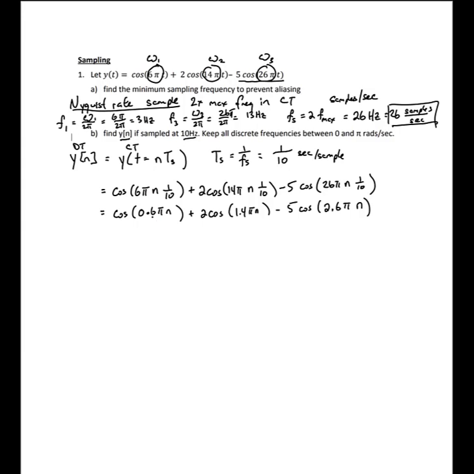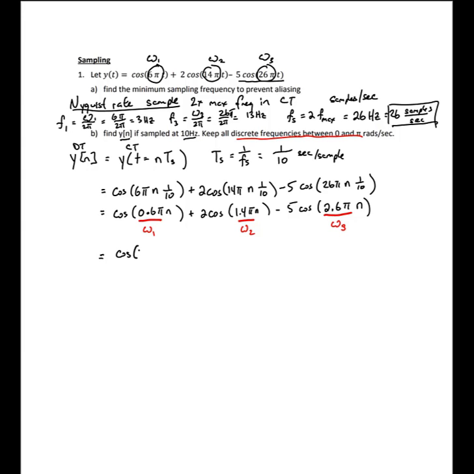Now you can read out your discrete frequencies. Your discrete frequency in omega is whatever the n is multiplied by. So this would be our first discrete frequency, our second discrete frequency, and our third discrete frequency. And while this is correct, it does not keep all of our discrete frequencies between 0 and pi. So we're going to have to do some mathematical tricks here. The first one is between 0 and pi, so we don't need to change that. We do need to alter the second one and the third one.